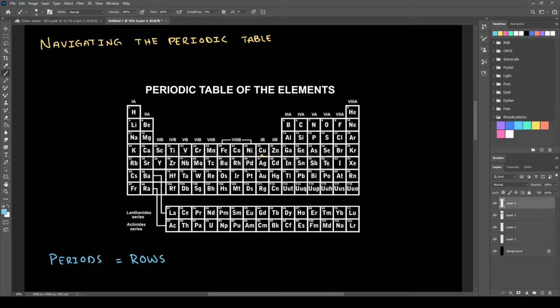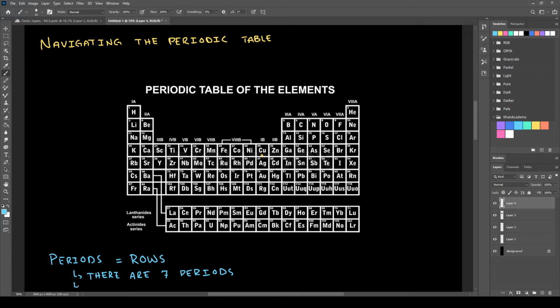And it is because the properties of elements actually repeat periodically. And so there are 7 periods. So we should note that. There are 7 periods on the periodic table.